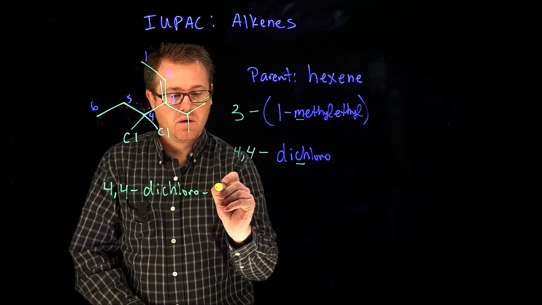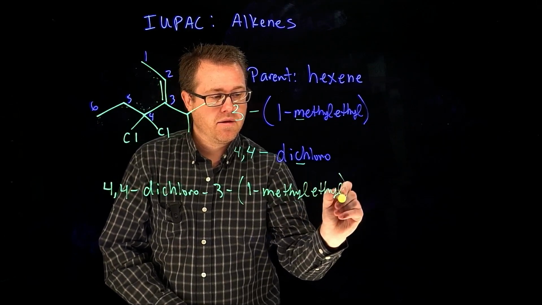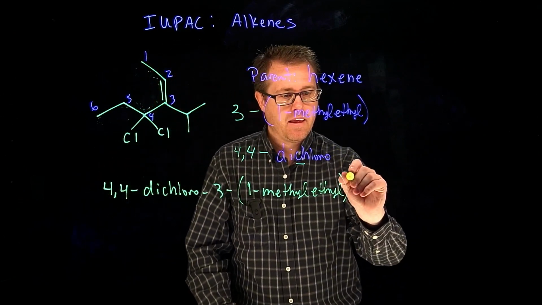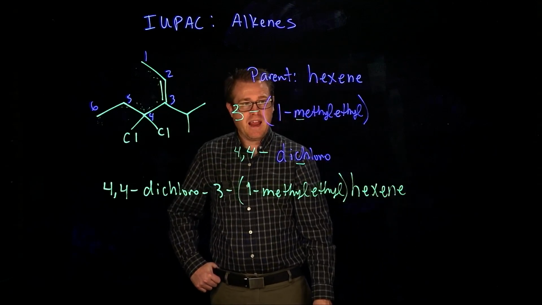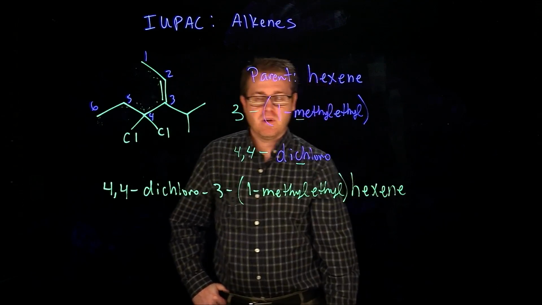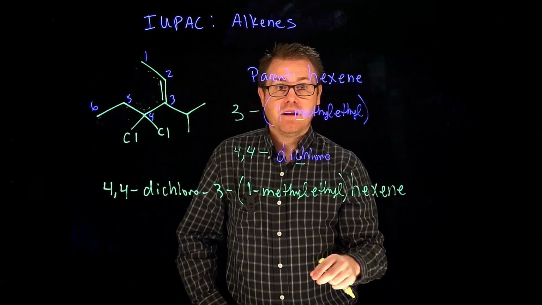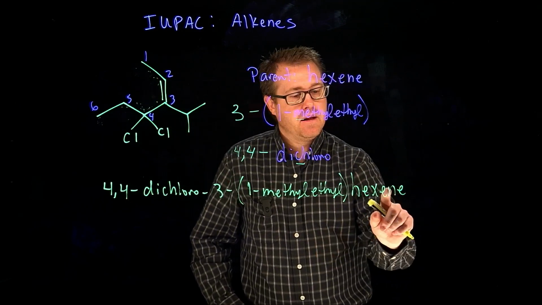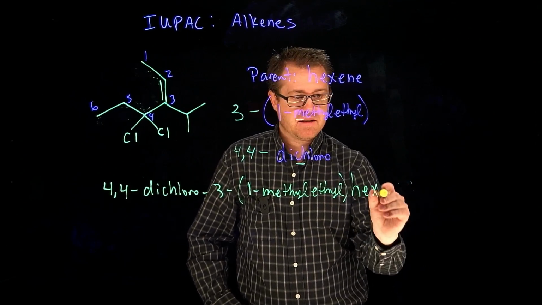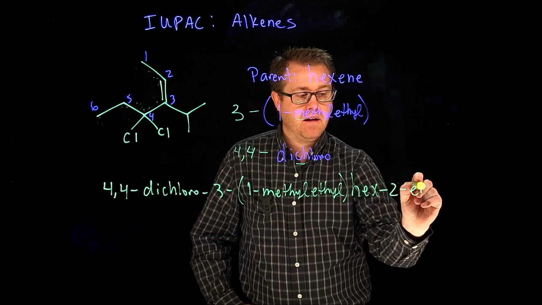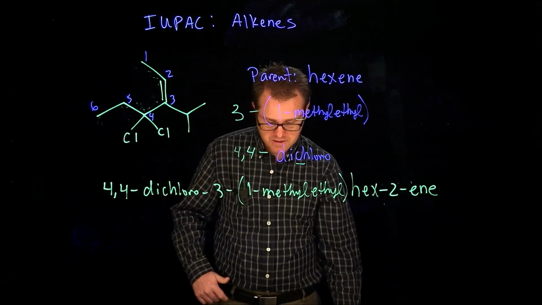So we would name this guy 4,4-dichloro, 3-(1-methylethyl), and then what's our parent name? Hexene. Now, that is not the correct name. I'm missing something. What I'm missing is, where is that double bond or that alkene? And there's 2 ways that you can do this. The one way is to, right before the ene suffix, put the locator of that alkene, like that. Hex-2-ene. That tells us where that double bond is.